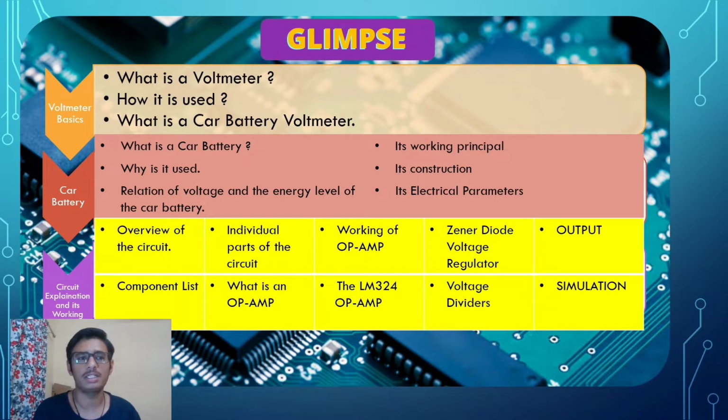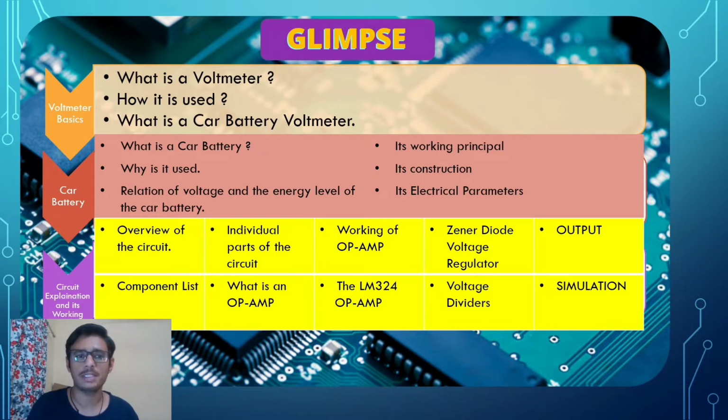Firstly, we'll be learning some basics of a voltmeter, like what is a voltmeter, how is it used, and what is a car battery voltmeter. Then we'll be learning some basics of a car battery, like what is a car battery, why is it used, its working principle, its construction, its electrical parameters, and the relation of voltage and the energy level of a car battery.